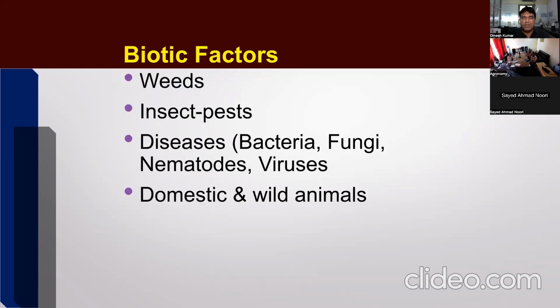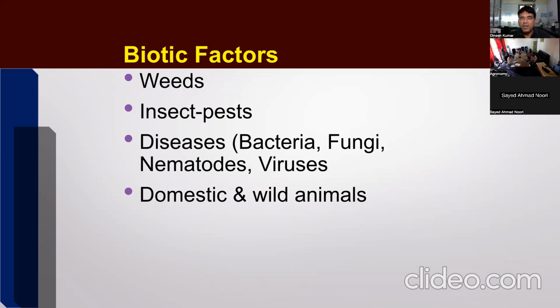So you have seen all the abiotic factors: temperature, water, moisture, light, and so on. Now see biotic factors. So weeds can decrease plant growth. I need not go into details. And insect pests can adversely affect plant growth. Diseases by bacteria, fungi, nematodes, and viruses can adversely affect the growth of the plant.